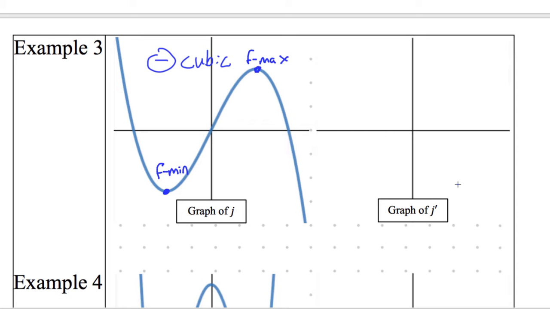So I'm going to let you try that out on your own. But before I do that, when I take the derivative of a negative cubic, it turns into a what? Quadratic. A negative quadratic. And there it is.